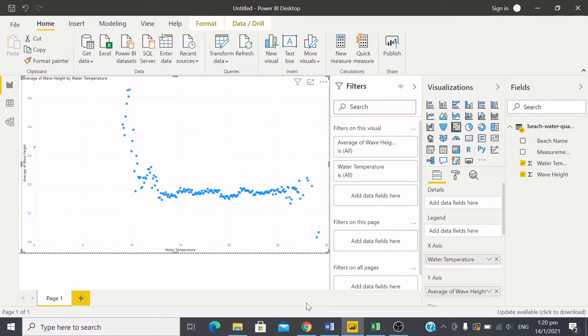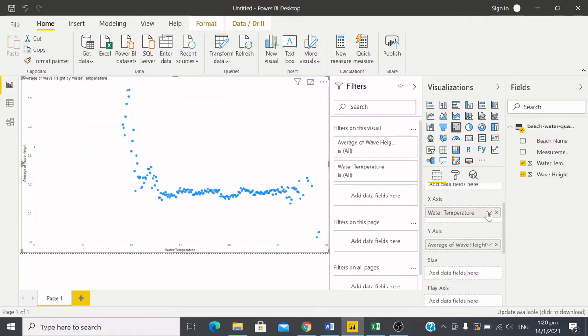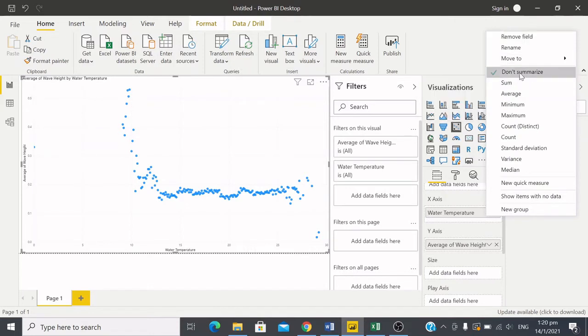Okay, so in the previous video, we saw how we can plot this out as a scatter plot. On the x-axis, we have the water temperature, and on the y-axis, we have the average height of the wave. In the water temperature plot earlier, we achieved the scatter by not summarizing the data.